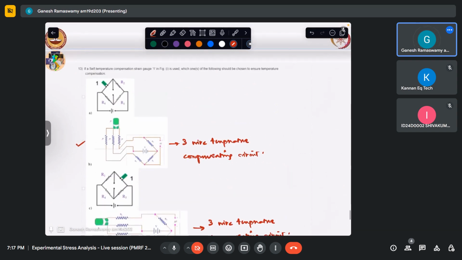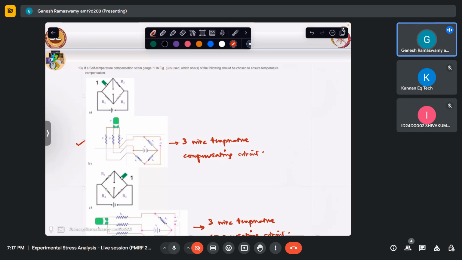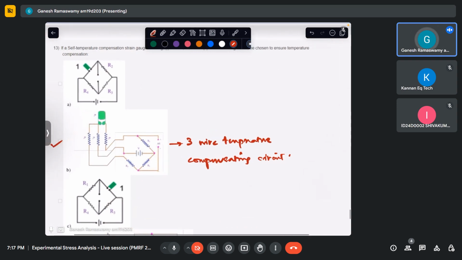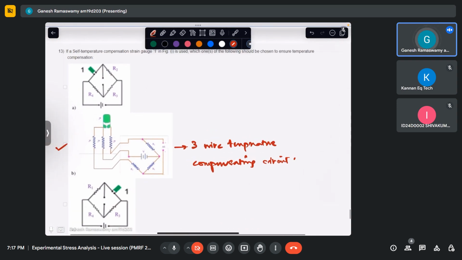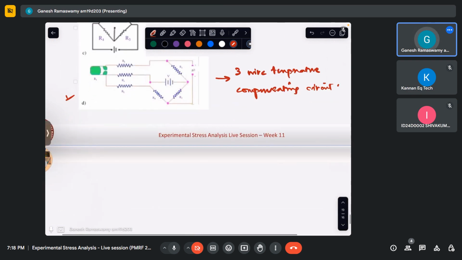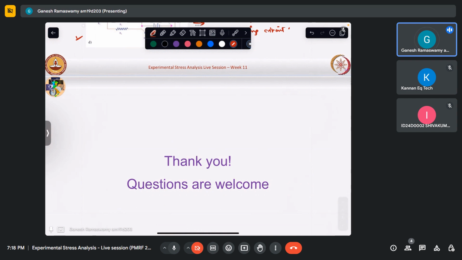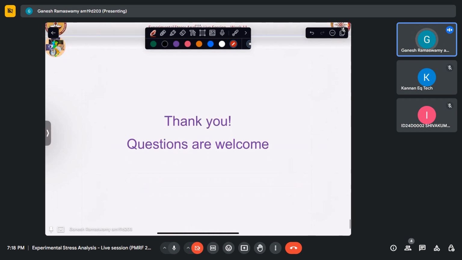So the sum and substance of the session is that we have to be sensitive to the fact that temperature plays a very major role in our strain measurements. And if this is not accounted for properly, then this could lead to erroneous results, which needs to be kept in mind. So I hope that is clear, and I hope I've done some justice to explaining how this comes about. If there are any questions you have, I'd be happy to take them now.